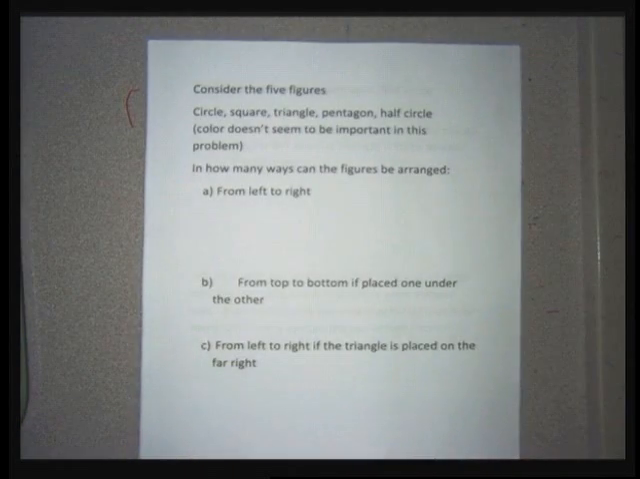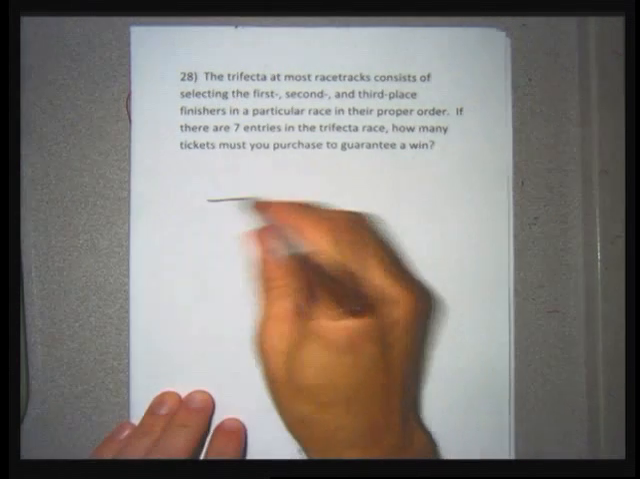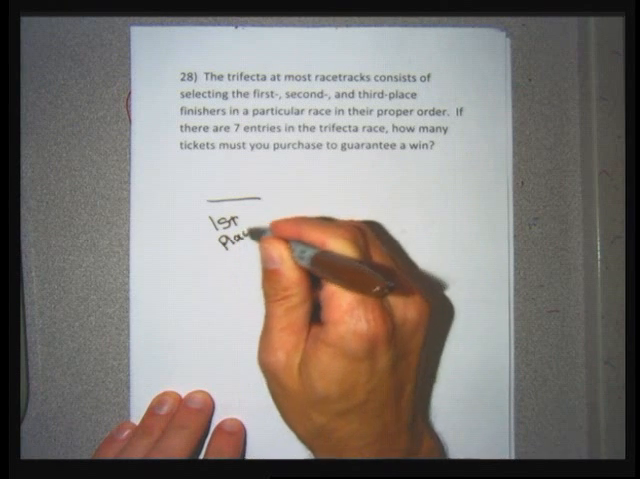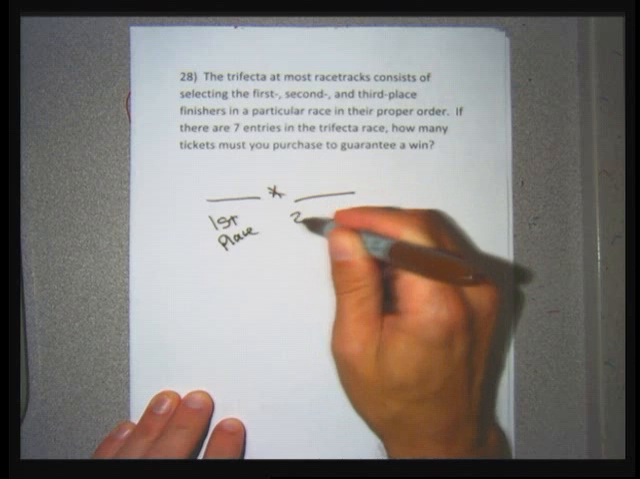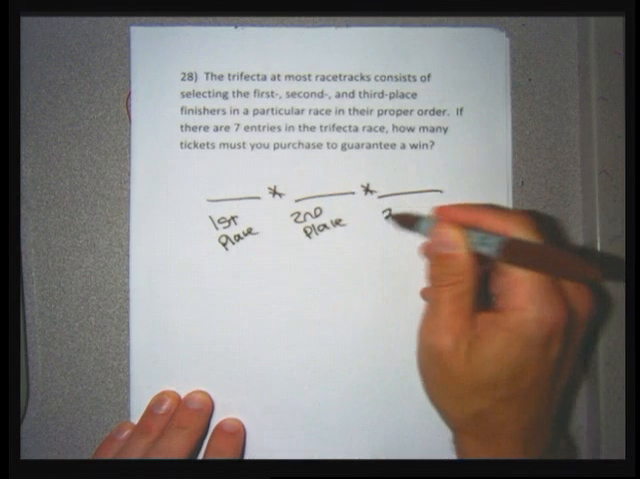Number 28 is another horse problem. It talks about a trifecta. A trifecta is within one race picking the first place horse, second place horse, and third place horse in that order. You have to pick the first horse to be first, second to be second, and the third place to be third. And then how many tickets must you purchase to guarantee a win? Well, I must pick the right first place horse. And I also have to pick the right second place horse. And I even have to pick the right third place horse.